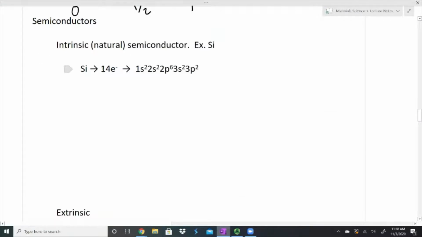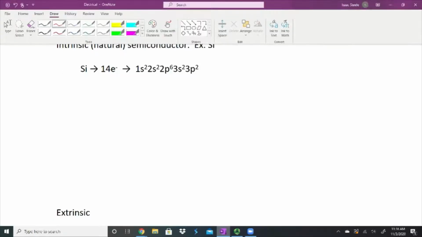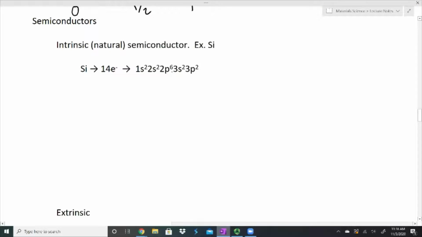And so I wrote out silicon's electronic structure here. It has 14 electrons, and we can divide them up as such. We have this last shell here that is not filled. This is our valence shell, or our valence electrons.